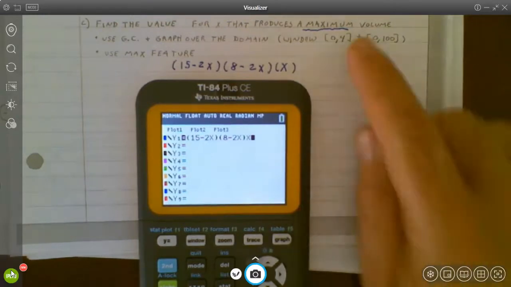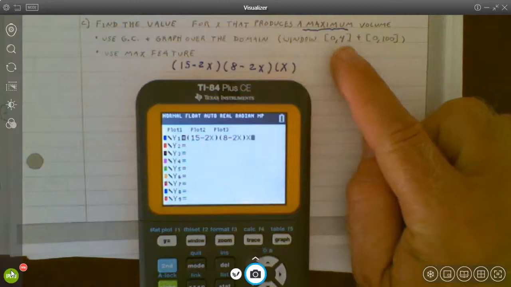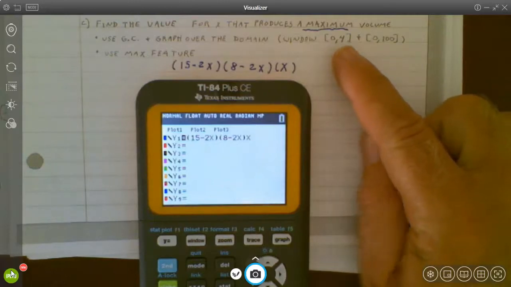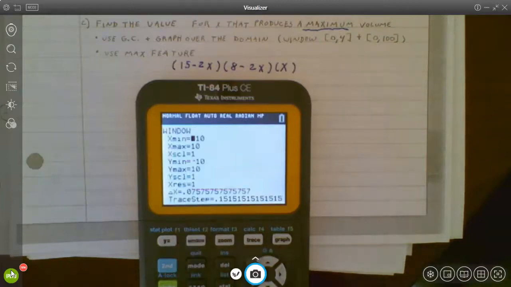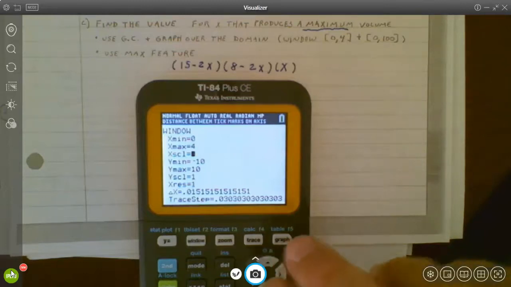So just like this. Here's where the window matters. Our domain is only from 0 to 4, right? So when I find a maximum value, I have to find it within that domain of 0 to 4. So I'm going to go into my window and create a window of 0 to 4, and I'll just leave my scale as 1. I always leave my scale as 1.